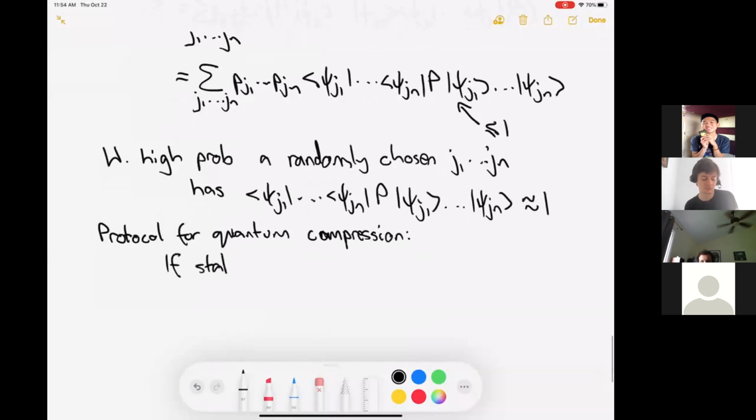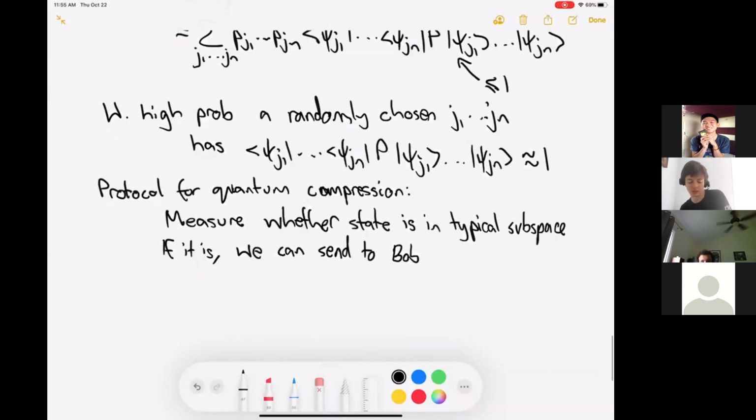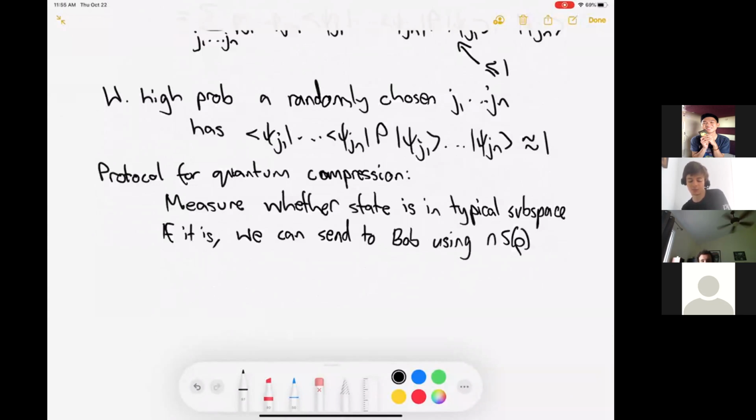If the state is in the typical subspace, well, let me write this slightly differently. We're just going to measure whether the state is in this typical subspace. If it is, we can just send it to Bob using n times S of rho qubits. Okay. If not, we give up.